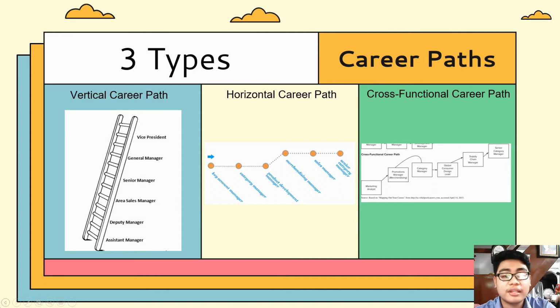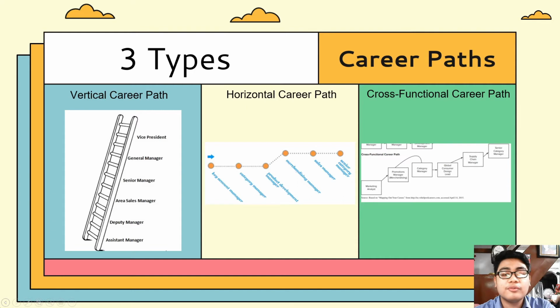A horizontal career path occurs when a person transfers from one position to another in order to gain skills, experience, and the information needed to advance their career upwardly in the future. So the last type of career path is the cross-functional career path.